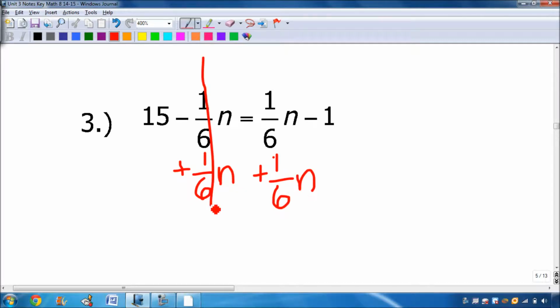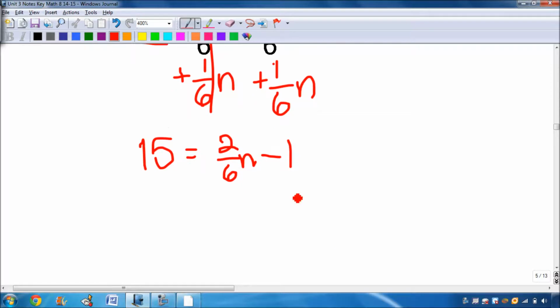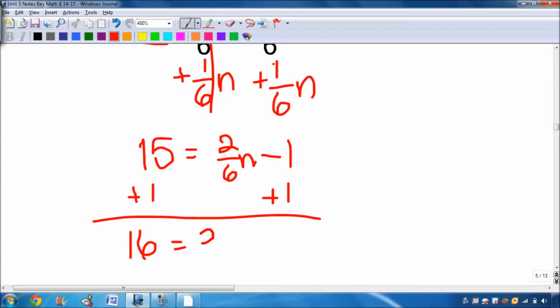The 1/6 n's both cancel each other out, so this becomes just 15 because that's what's left over on the left side, equals 1/6 plus 1/6 is 2/6. So I get 2/6 n minus 1, okay? Now that means that the variables have claimed the right side. So the constants are not allowed to be on this side anymore. So I'm going to add 1 to both sides, all right? So I end up getting 16 equals 2/6 n, okay?